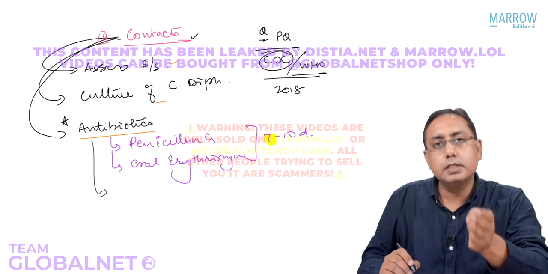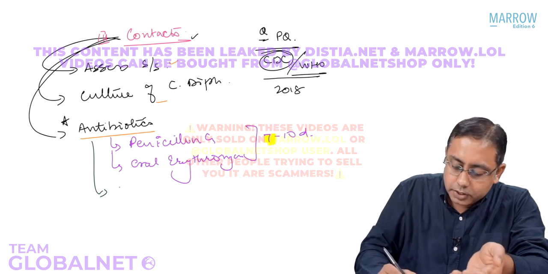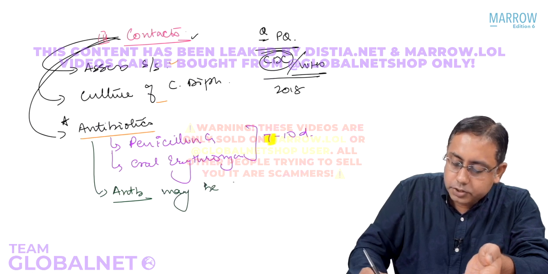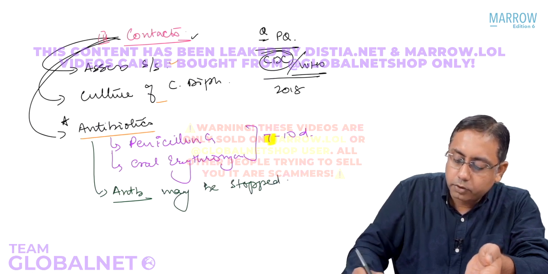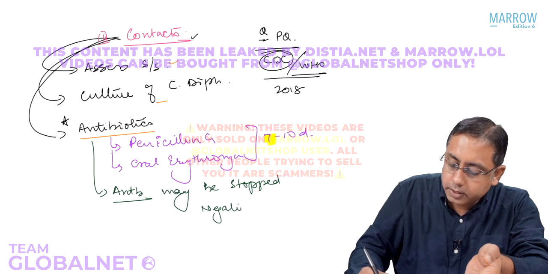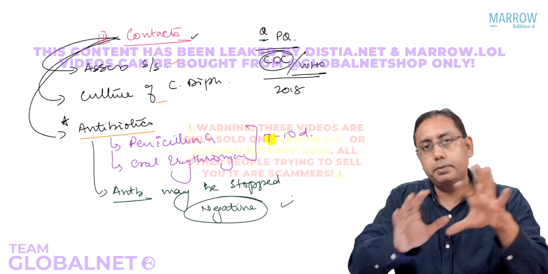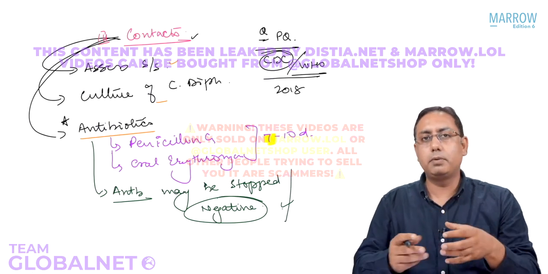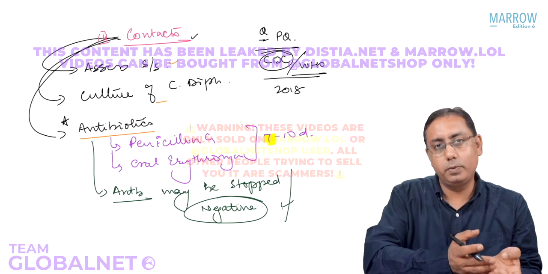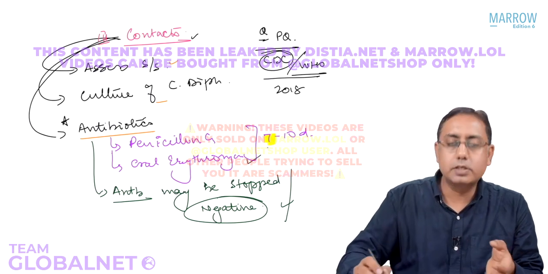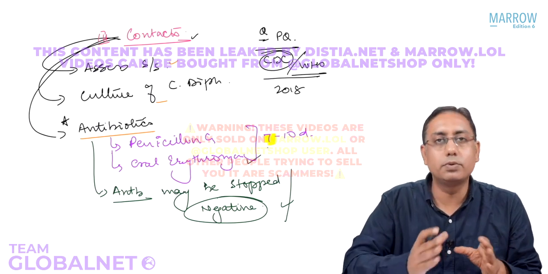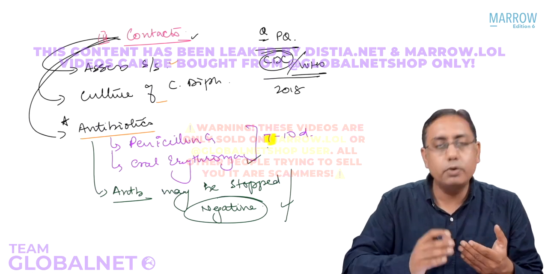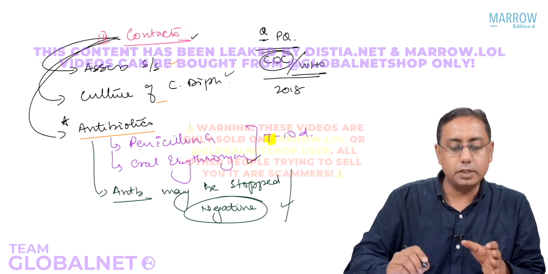In case the person's culture is negative, the antibiotics may be stopped once we get a report of negative culture. But of course, all said and done, in practical situations, I don't think we will be stopping the antibiotics. The antibiotic will still continue for at least 5 to 7 days so that you complete one course or schedule of the antibiotics. But they don't need to be continued in case we get a negative culture report.